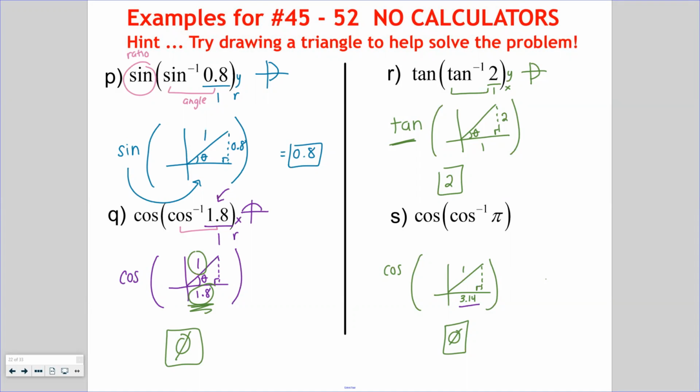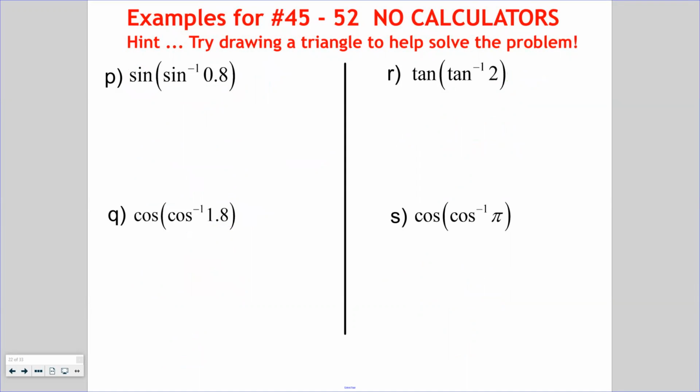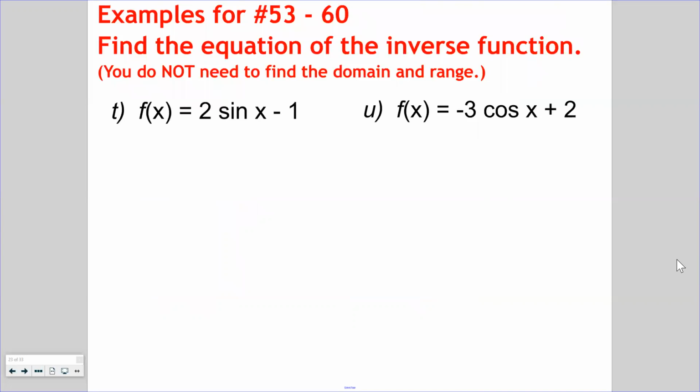Okay, almost there, guys. Last couple of examples here. So on your homework, the bookwork that is 53 through 69, the book tells you to find the domain and the range. Skip that part. You're just finding the inverse equation. Okay, so don't do what the book says to do. Just find the inverse equation, and then you're good to go.